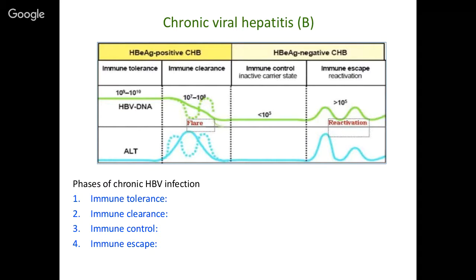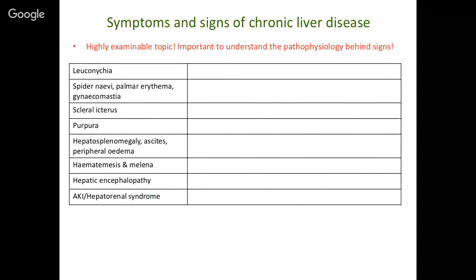Yeah, so according to guidelines, with immune tolerance and immune control, if someone's in those 2 stages, you can just monitor them every 6 months to a year. However, if they're in the immune clearance stage or the immune escape stage with abnormal liver function tests, that's when you need to get specialist referral. Okay, so this is not so much examinable, but it's more for interest and understanding of the progress of the disease. This, on the other hand, is extremely examinable and very important.